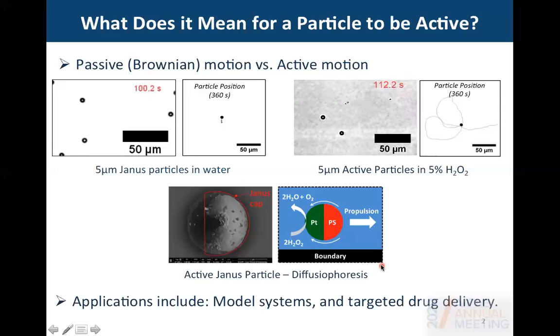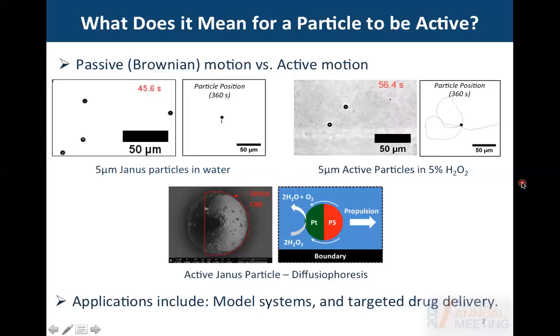So our particles are made out of polystyrene and platinum, and when hydrogen peroxide is added, what happens is that platinum catalyzes hydrogen peroxide and generates phoretic effects, or gradients in the concentration and charge that renders those particles active. This is also depicted in the schematic in the second video. What I would like for you to note from this slide, looking at the passive and active path trajectories, so those two figures, is the difference in the trajectory length for those two.